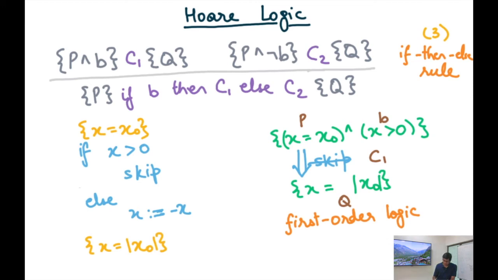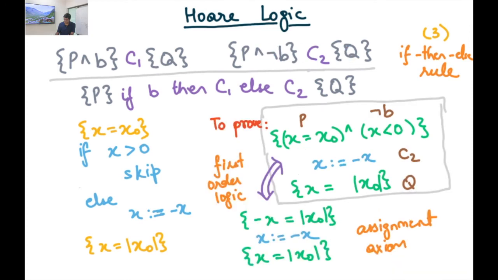Now the second proof obligation that I want to prove for constructing this larger Hoare triple is for the else body. First of all, just in more detail, when I looked at the then body, I just had the skip instruction, and we just used first order logic.